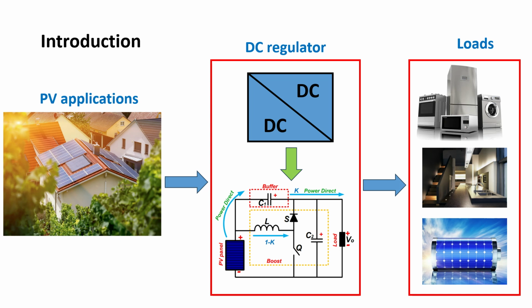The proposed converter architecture reduces unnecessary power processing by enabling a partial power flow directly from the PV source to the load, while only a fraction of the total power is handled by the converter. This approach increases the overall efficiency of the system.